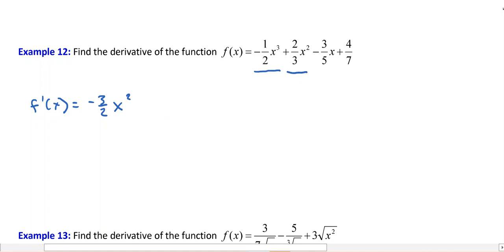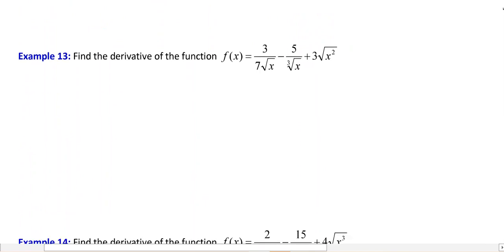The second term, bring the 2 down, multiply it by 2/3, and we have 4/3 times x to the 2 minus 1 power, which would be just the 1. Minus 3/5 x. Well, that's a constant times x, and so that's just going to be the constant. And then finally, 4/7 is a constant, and the derivative of a constant is 0. So once again, we are done.